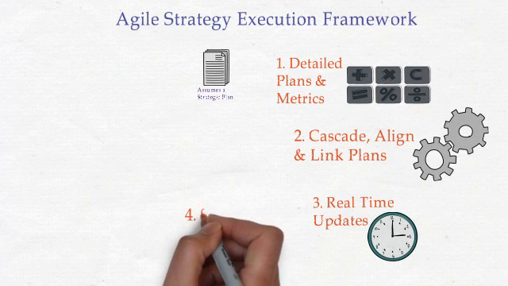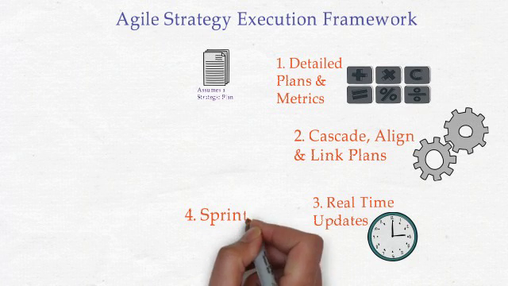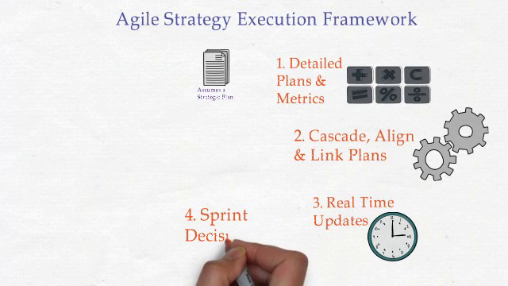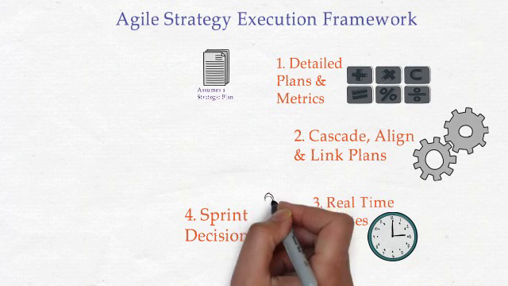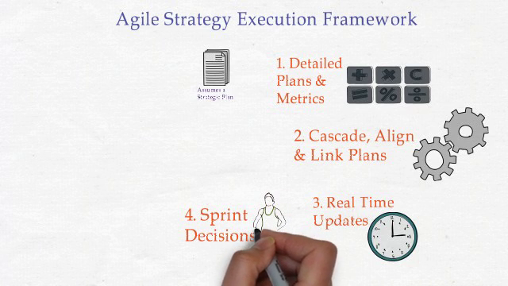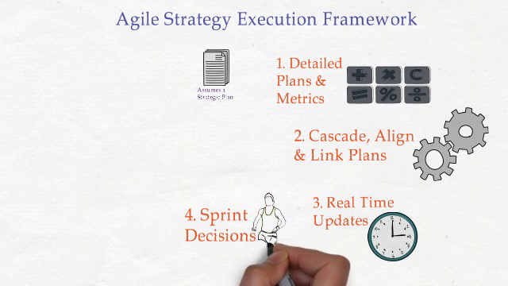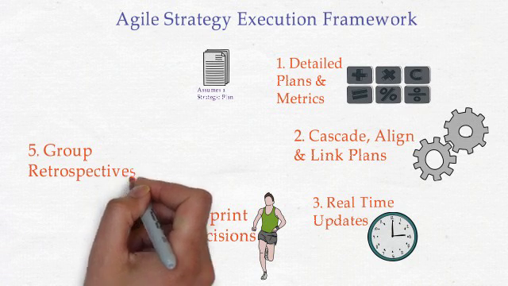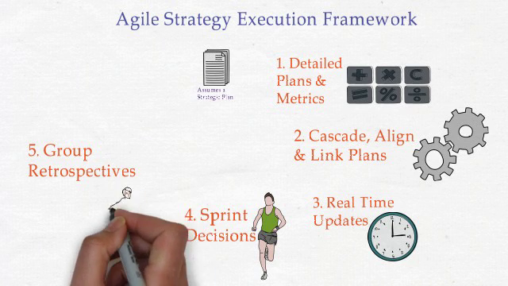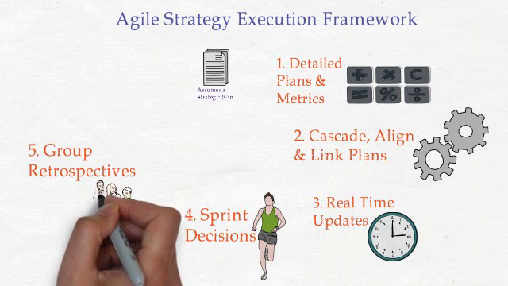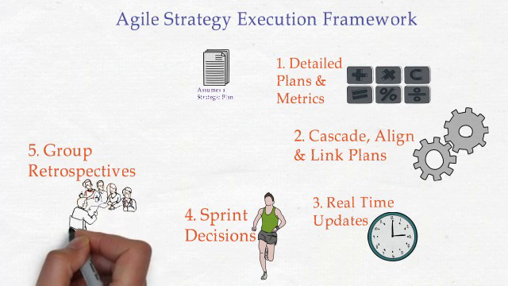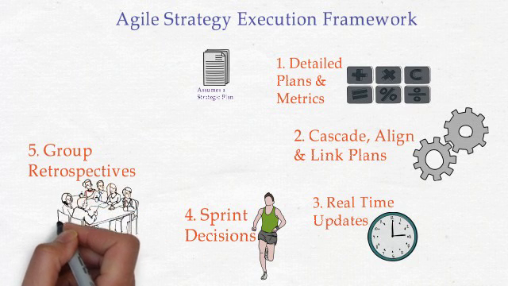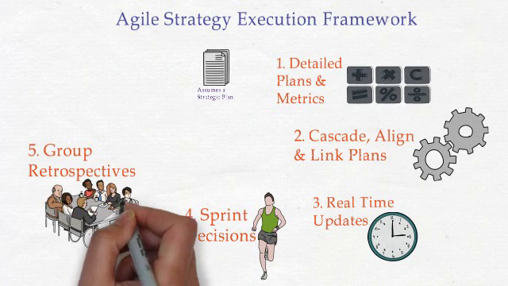Next is the establishment of sprint decision-making processes that access real-time dashboards and scorecards for proactive, real-time resourcing, the brainstorming of course-correcting solutions, and the managing and reprioritizing of project program backlog. The fifth component of our Agile Strategy Execution Framework is the implementation of periodic group retrospectives so that the existing deliberate strategies outlined in the plan can be reassessed and any emerging strategies can be brainstormed.